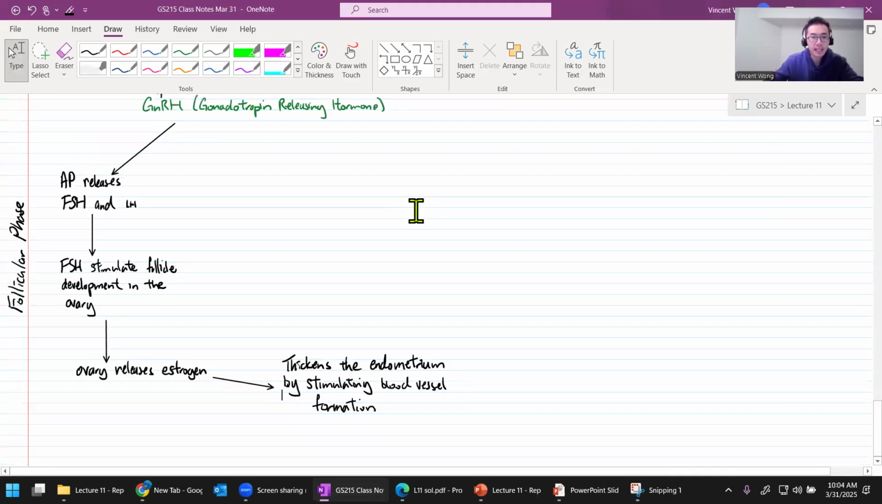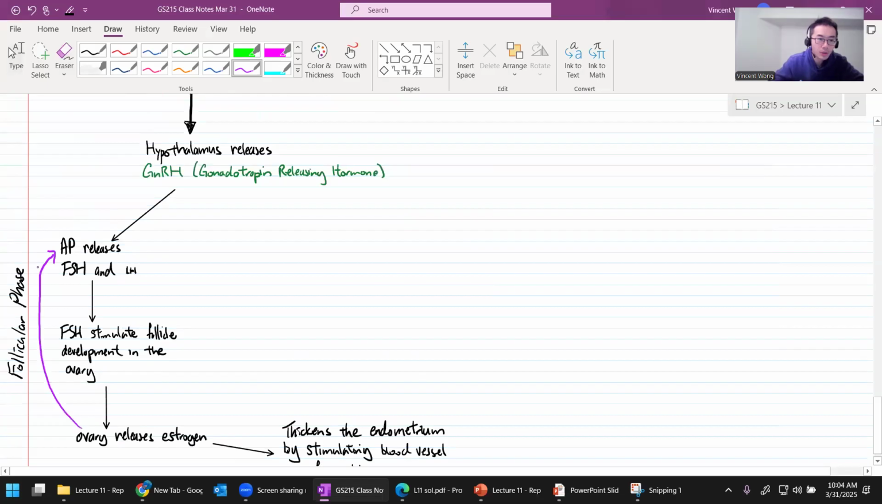The second thing it does is it actually goes back to the anterior pituitary gland, and it goes to the hypothalamus, and we call this a positive feedback, which is the opposite of negative feedback. Okay, let me just explain this briefly.